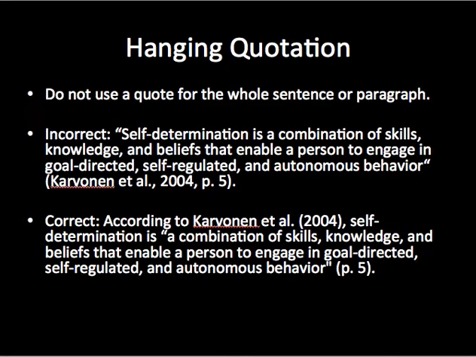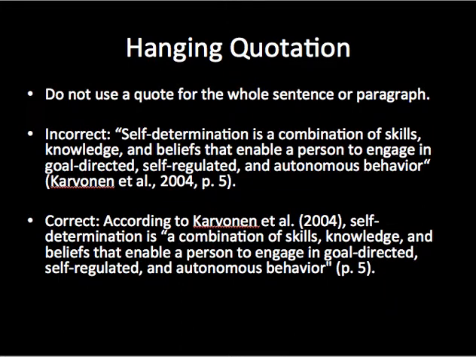The next commonly made mistake is hanging quotation. Don't use a quote for the whole sentence or paragraph. So here's one example. This whole sentence is a quote. You want to separate that. For example, you can say, according to the author, self-determination is, and then quote the actual definition. You write a paper to demonstrate you can synthesize, analyze information, not just to use quotes to fill out the space.